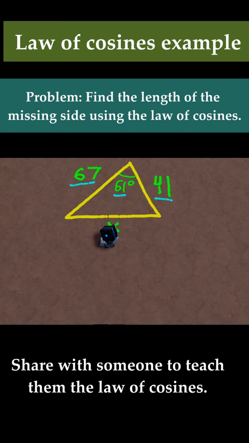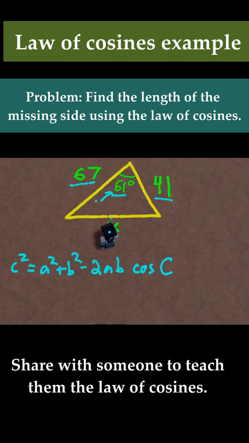So let me write down the law of cosines. It states that c squared is equal to a squared plus b squared minus 2ab times the cosine of angle c. So what are a, b, c, and angle c? Start with angle C first. There's only one angle given in this problem, and that's 61 degrees.